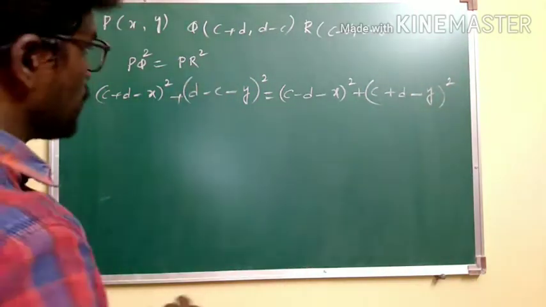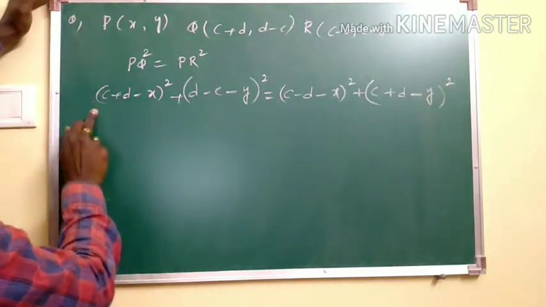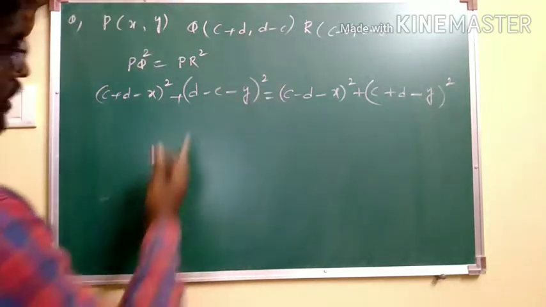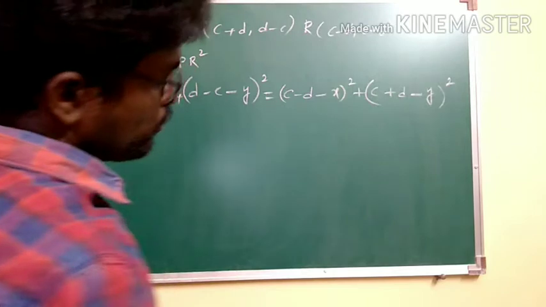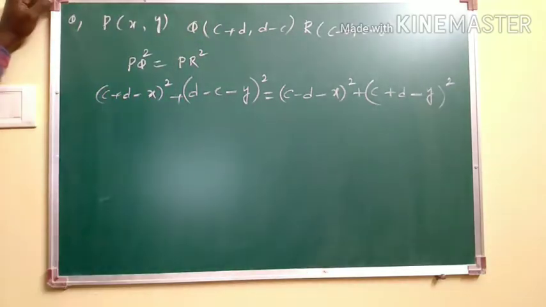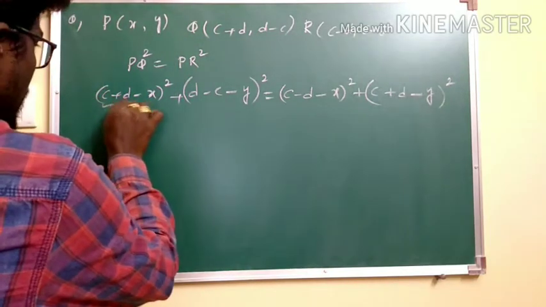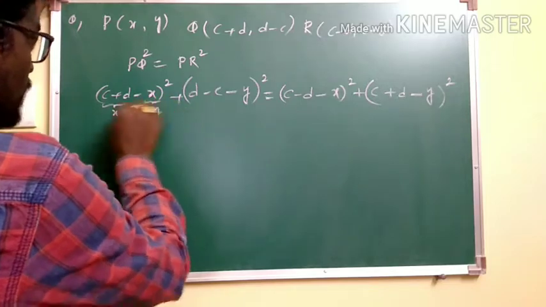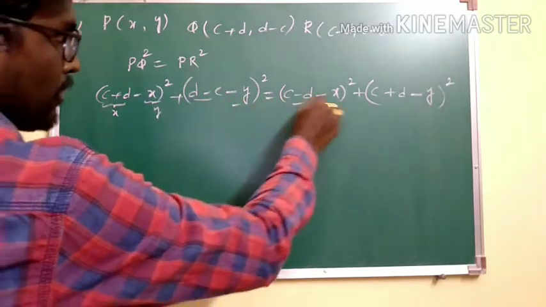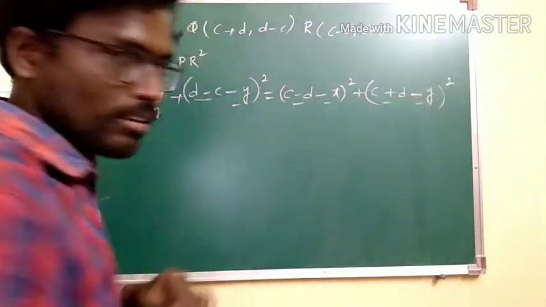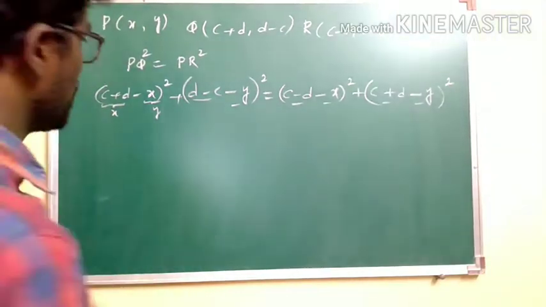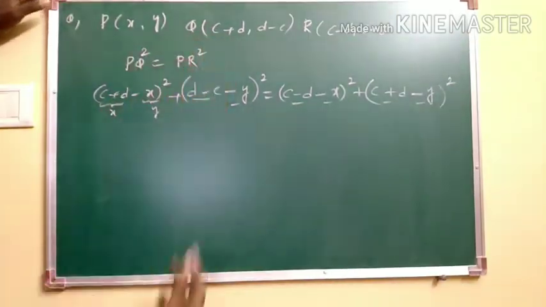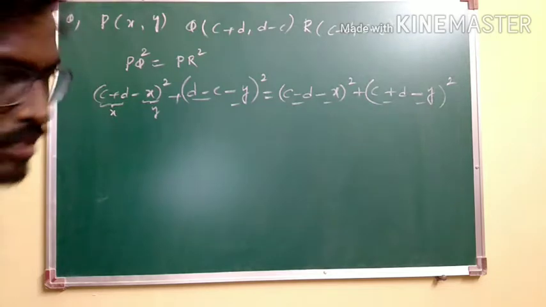Here what I suggest you, instead of expanding this according to (a plus b plus c) whole square and (a minus b minus c) whole square, that goes very lengthy for you. You treat this as some x and this as some y, so (x minus y) whole square. Similarly this and this, so that your calculation becomes easier. What is (x minus y) whole square? x square plus y square minus 2xy.